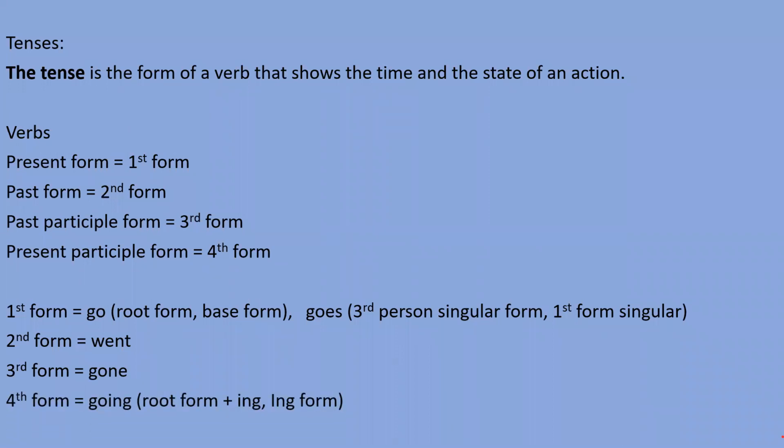And fourth form is going, means go, the root form, plus ing. Sometimes teachers say first form plus ing, that is the same thing, and I am telling you here fourth form. So if I say root form plus ing, or first form plus ing, or fourth form, you need to understand I am talking about the ing form, right? So they are first form, second form, third form, and fourth form. First form is called present form, second form past form, third form past participle, and fourth form present participle, right?